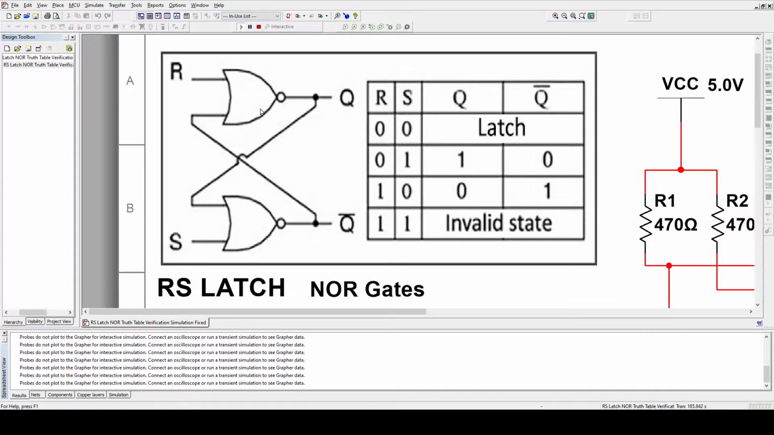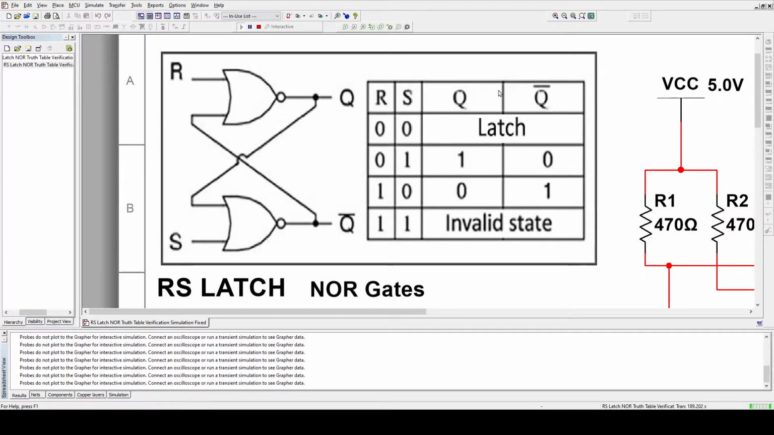Now the inputs here: the far input we're going to call R for reset. The other input that's far, we're going to call S for set. So here's set and reset, an RS latch made out of NOR gates. Now the output of the first gate we're going to feed back onto the other input of this bottom NOR gate, and the output of this one we're going to feed back onto the other input of this top NOR gate.